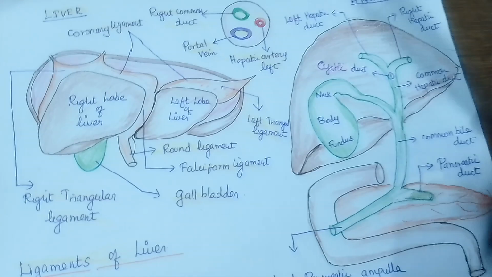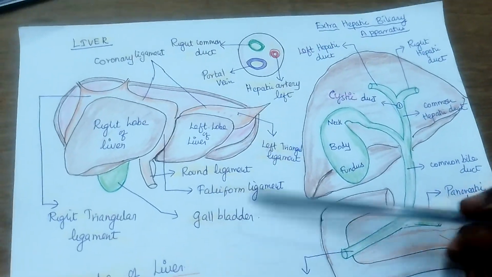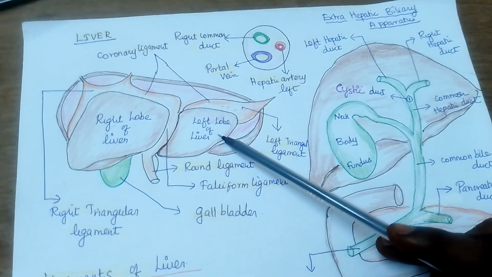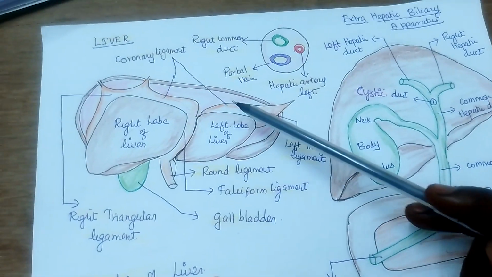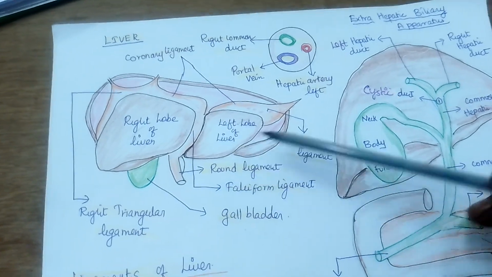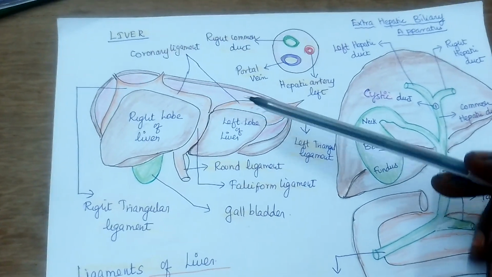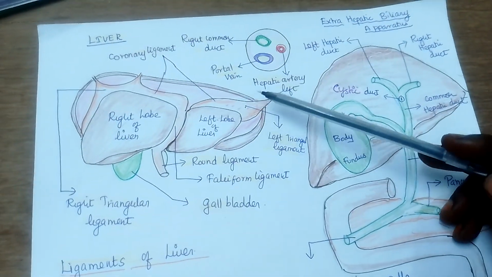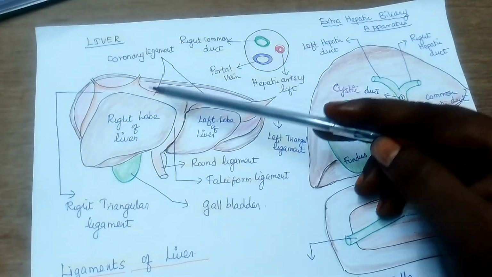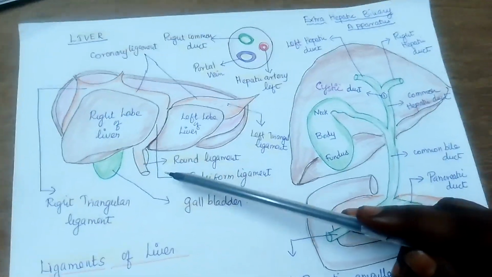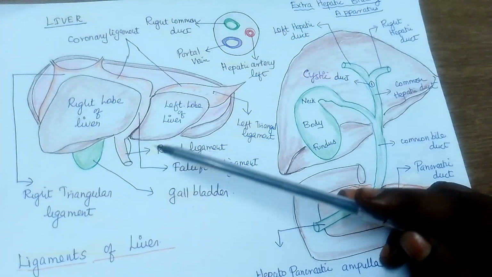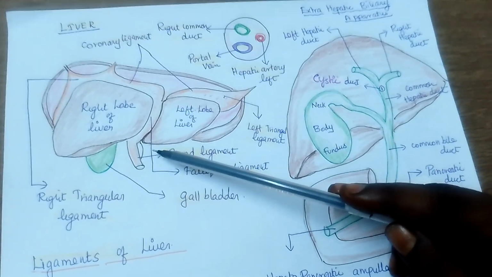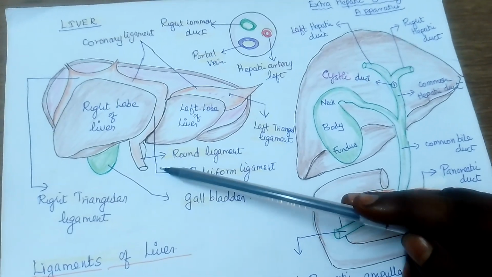If you see the structure of the liver, two lobes are present, the right lobe and the left lobe. There are various ligaments present in the liver. This is called the falciform ligament. At the ends of this area are the right triangular ligament and the left triangular ligament. In between this area is called the coronary ligament. This one is called the round ligament. These ligaments support and help to keep the liver in its position.